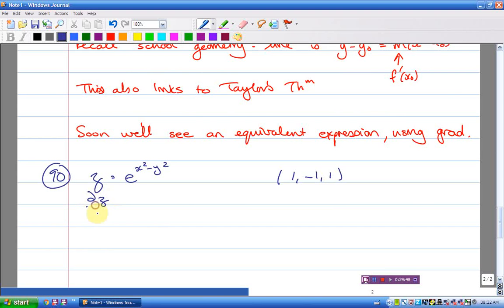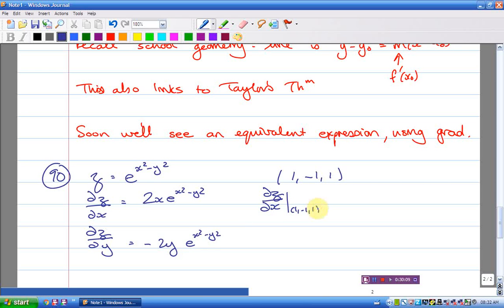So let's evaluate the two partial derivatives. The dz by dx will be 2x e to the x squared minus y squared. dz by dy will be minus 2y e to the x squared minus y squared. Okay, I want to evaluate those two derivatives at the point 1, minus 1, 1.